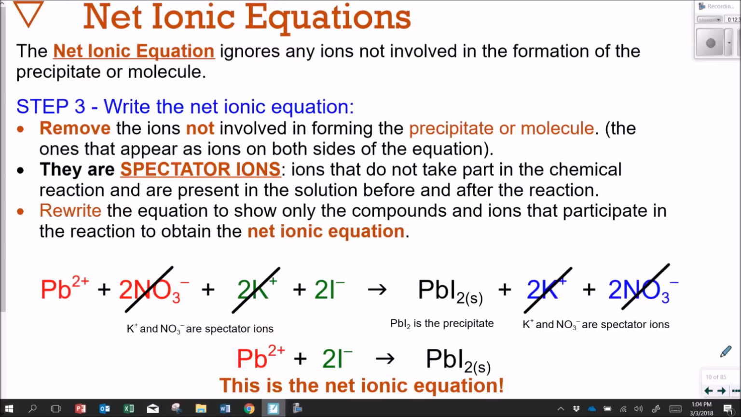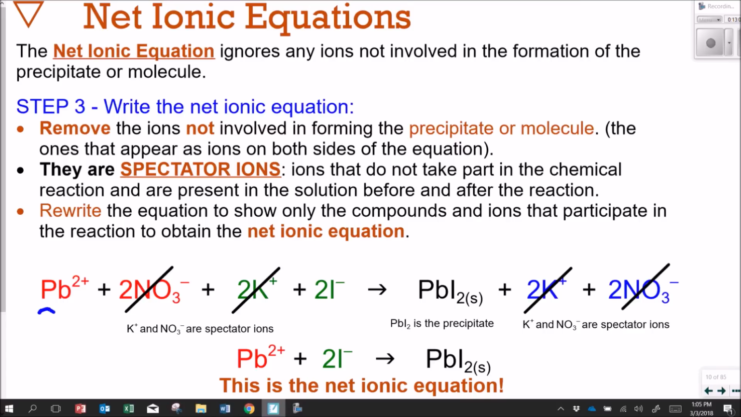The last step is to actually write the final net ionic equation, and this ignores any ions that are not involved in the formation of the precipitate or the molecule. So we have to remove those ions. These ions are called spectator ions, and they do not take part in the chemical reaction. They are present in the solution before and after the reaction. So let's see which are the spectator ions.